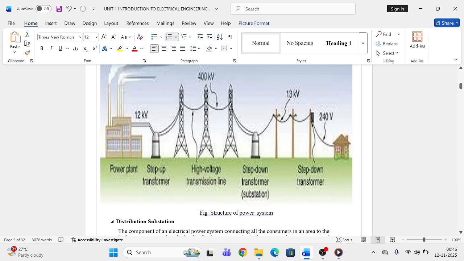Then we are going to see about the structure of power system. In this, basically there are three stages involved. The first stage is the power generation, the second stage is the transmission and the third stage is the distribution.